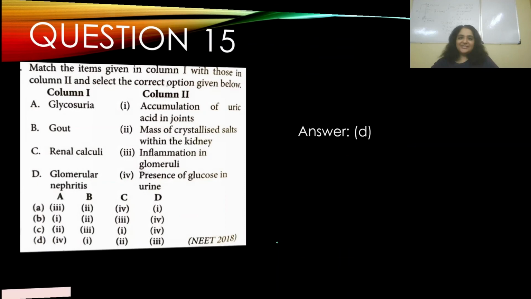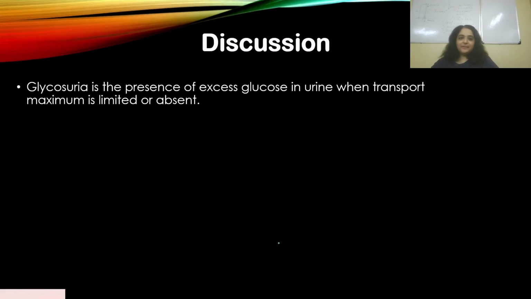Okay, so let's look at the discussion. Glycosuria is presence of excess glucose in urine. That means when transport maximum is limited or absent. Now obviously transport maximum is the maximum amount of glucose that can be reabsorbed back into the blood. So if that is limited or absent, then obviously there will be presence of excess glucose in the urine.